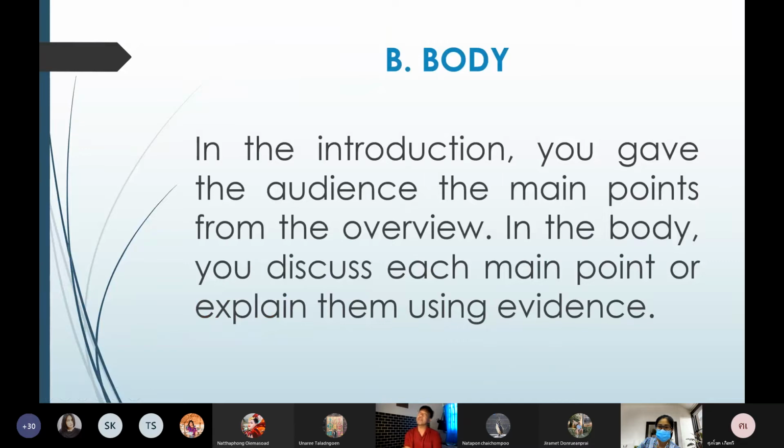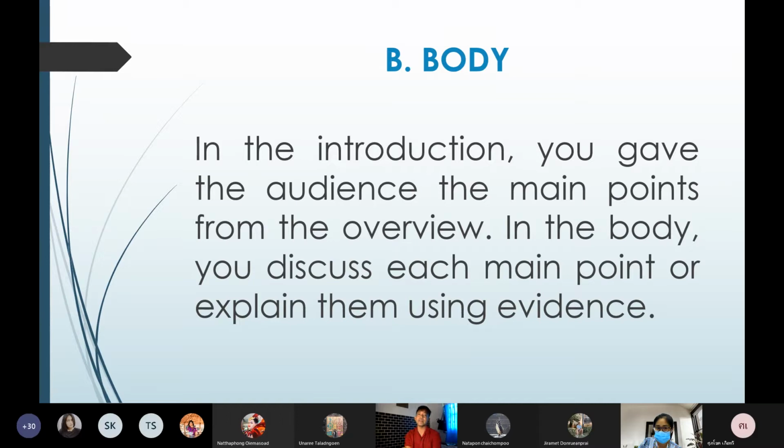Now let's go to the body so that we could proceed to the main course of this presentation. In the introduction, you gave the audience the main points from the overview. The last part of the introduction is the overview, if you can still remember: first, second, and third. In the body, you discuss each main point or explain them using evidence. So what is evidence?